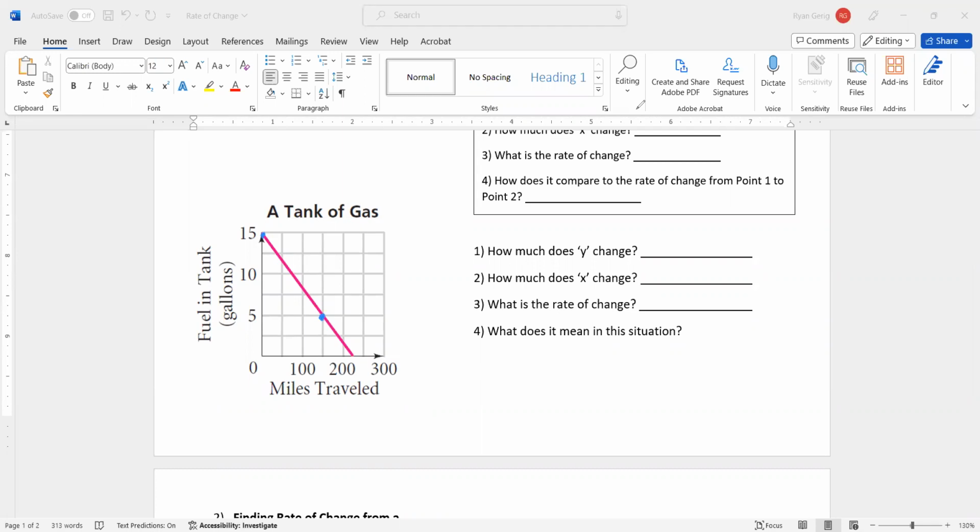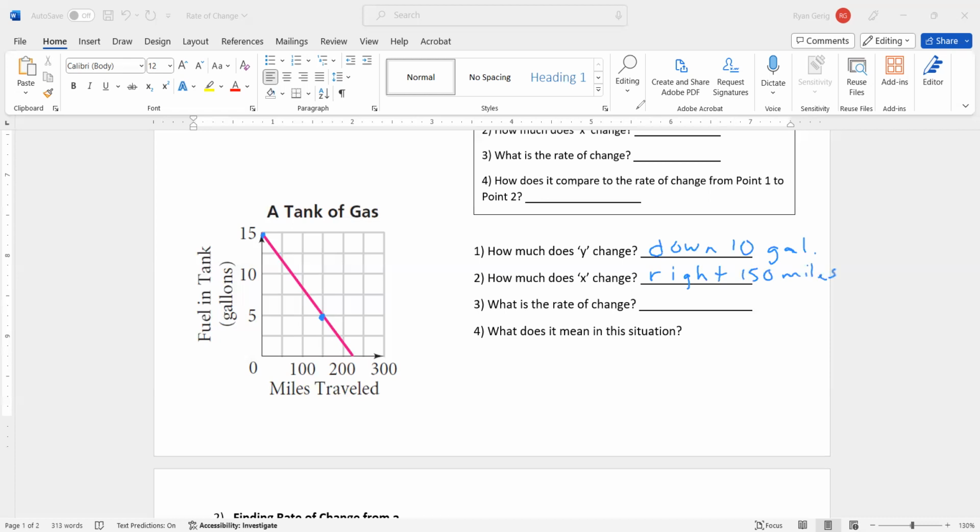How much does Y change? Well, it goes down 1, 2, 3, 4 lines. But if you look at the labeling, the scale, it goes from 15 down to 5. So it goes down 10 gallons, right? Down 10 gallons. We'll go ahead and put a label on that. How much does X change? Well, it goes over 3 lines, but each line looks like it's 50. So it's right 150, and that's miles.